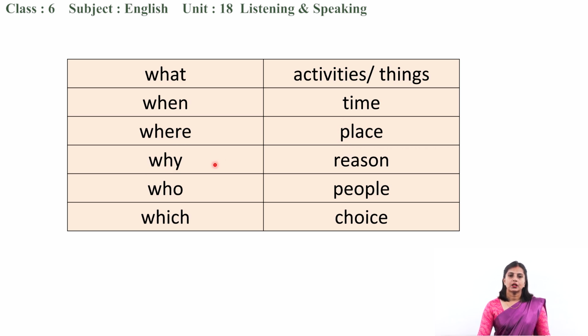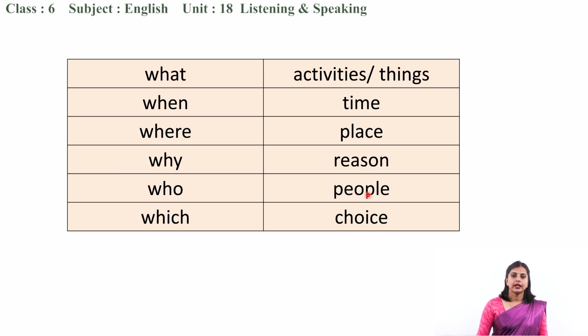The next is why. Why is used to ask the question about reason. Okay, when you have to give the reason for something, like, I can't buy this computer now because I don't have sufficient money. I didn't go to school yesterday because I was sick. Why didn't you go to school? Why can't you buy the computer? Why are you running? Why are you sleeping now? Okay, so why is used to give the information about the reason behind something.